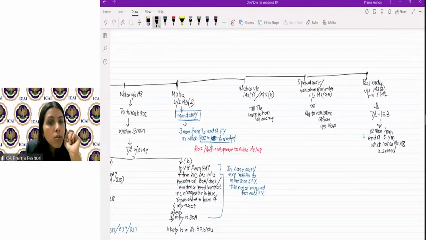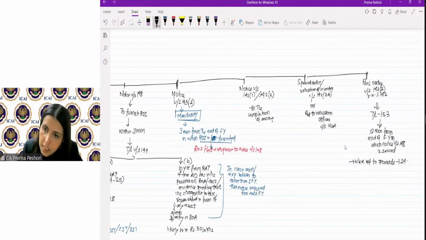Are we clear? Yes or no? And where the reference is made to the transfer pricing officer, then it shall be 24 months. In transfer pricing cases, this will be 24 months. Okay. It shall be extended by another 12 months. Are we clear? Yes or no? Any doubt, students? Any question?